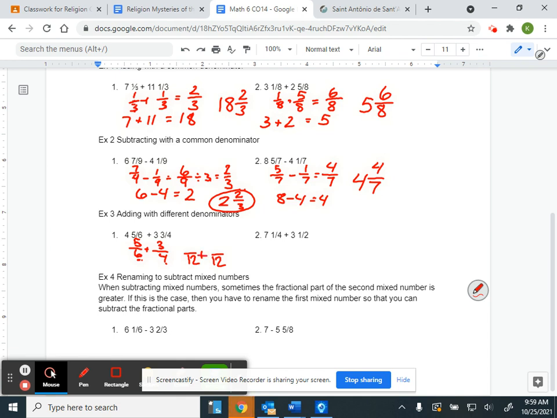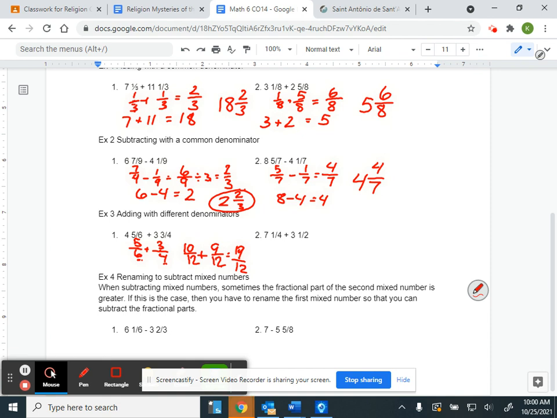So to go from the 6 to the 12, we multiplied by 2. So to go from 5, we need to multiply by 2, would give us 10. To go from 4 to 12, we multiply by 3. So 3 times 3 is 9. So 10 twelfths plus 9 twelfths gives us 19 twelfths.